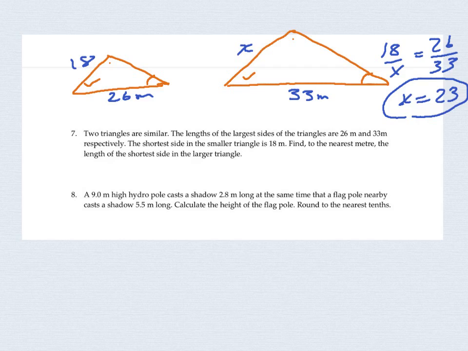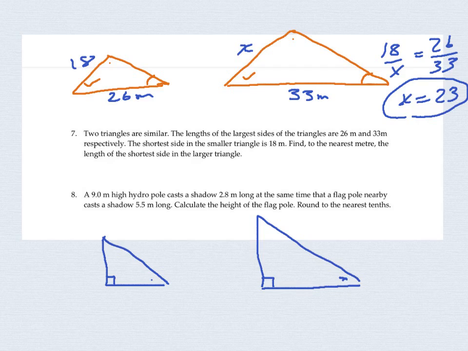A hydro pole casts a shadow at the same time that a flagpole casts a shadow. The hydro pole is 9 meters high and casts a shadow 2.8 meters long. The flagpole casts a longer shadow, so one would presume a taller object. The assumption is that the angle of the sun is always the same, so you can get a similar triangle scenario. You also always assume that the poles and flagpoles are perpendicular to the ground. Now you have similar triangles.